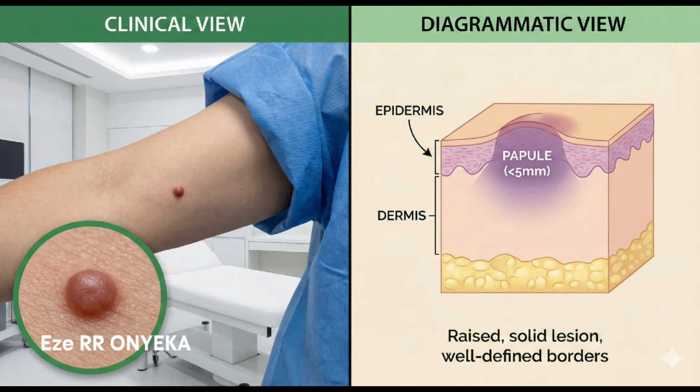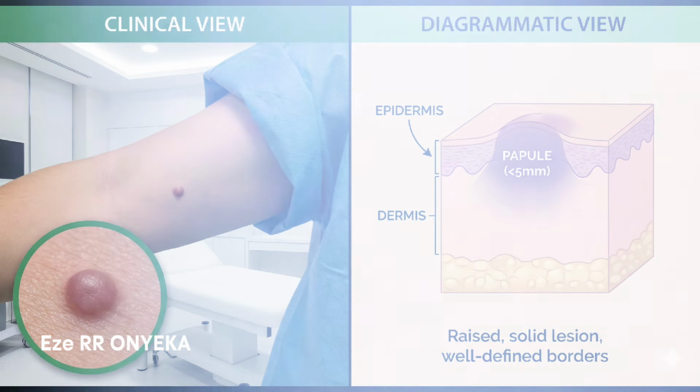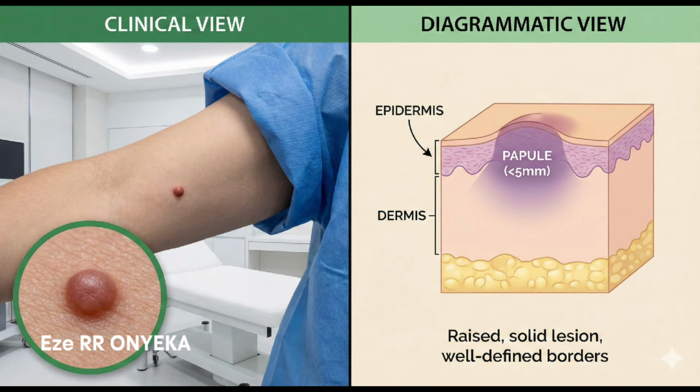Examples include large acne nodules, lipomas, rheumatoid nodules, or cutaneous tumors. Nodules suggest deeper dermal or subcutaneous pathology, infection, or neoplasia.